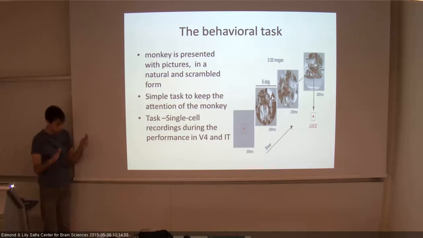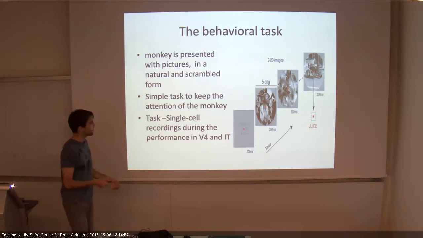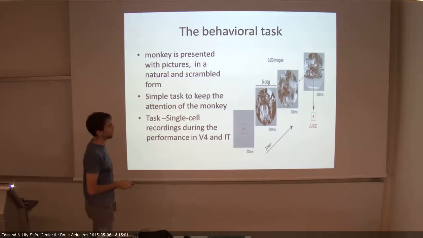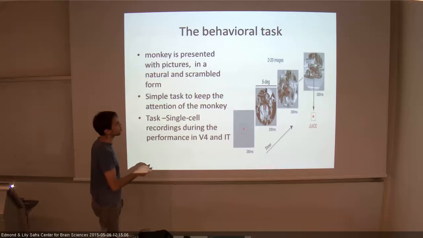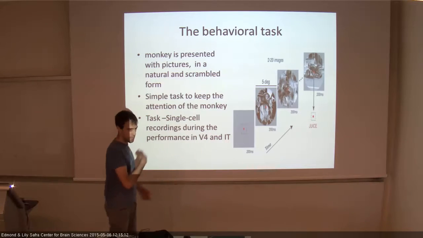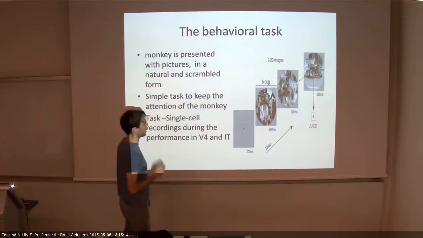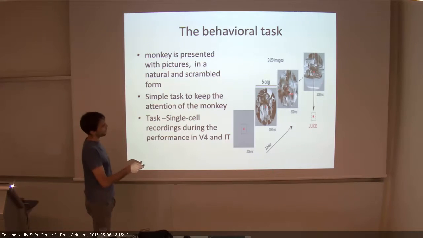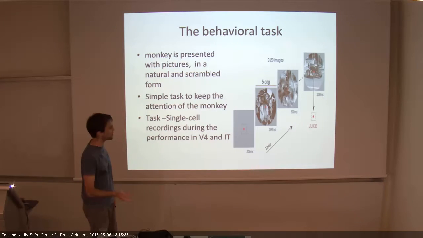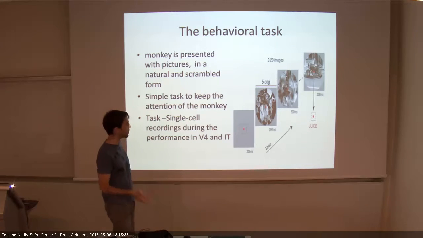Okay, so a moment about the task that they did. They presented the monkey with a couple of pictures of different kinds: natural pictures like this one, and scrambled pictures, which we'll discuss in a moment. The monkey was presented with this picture, and his task was that when this motorcycle was shown, he had to saccade his eyes and then he got a reward.